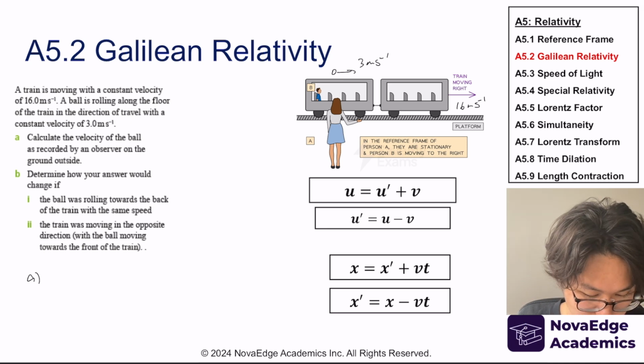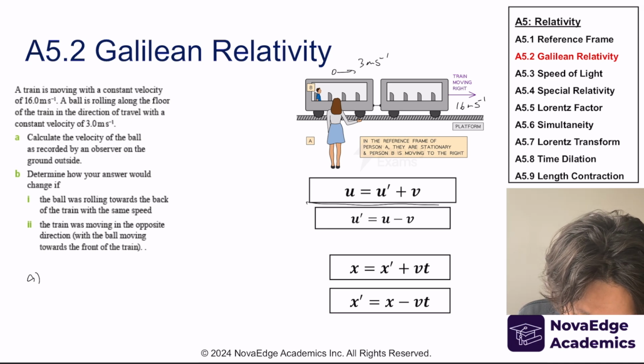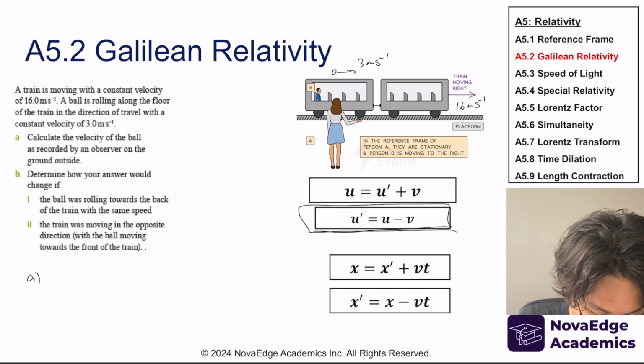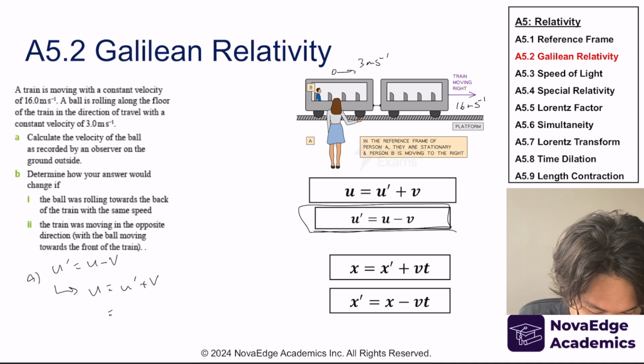I'm actually going to use the data booklet equation that they give you, which is this one. So u prime is equal to u minus v. Isolate u, I get u is equal to u prime plus v, which is 3 meters per second plus 16, which is 19. Okay, let's do b.